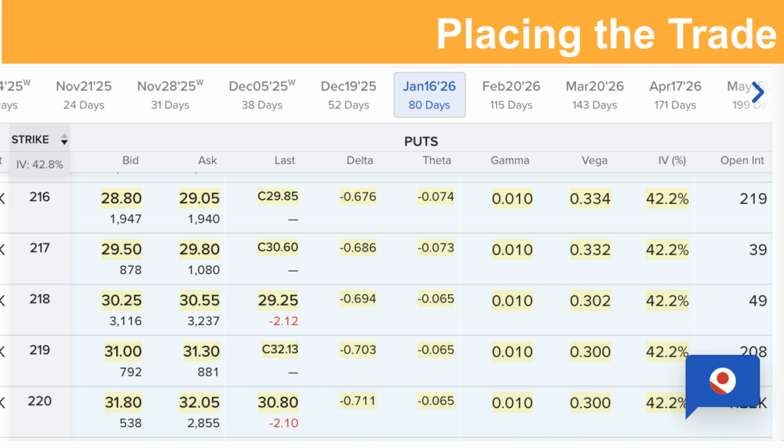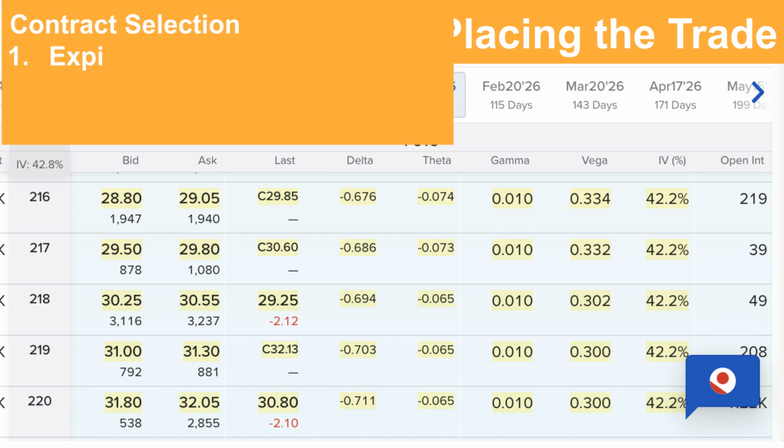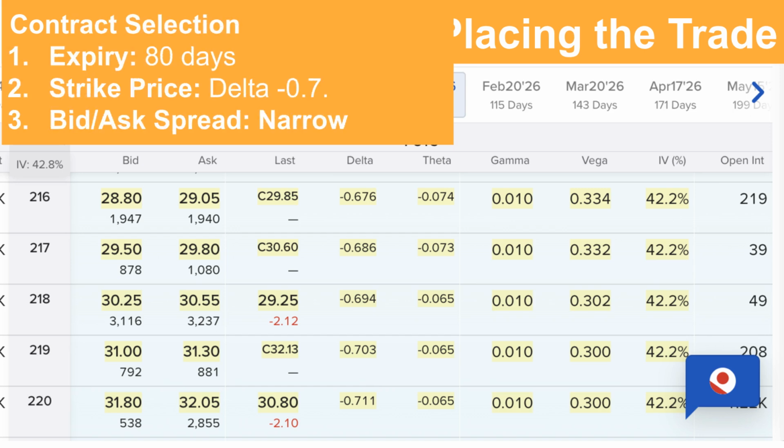Some of our guidelines: we want to have our expiry greater than 60 days. And the reason for that is, remember the theta decay. We don't want theta working against us. Secondly, we want to pick a strike price that has a delta of about 0.7. Now, deltas for put options are negative, so it'll be negative 0.7 we're looking at. So you can see that brings us to the $218 strike, where the delta is minus 0.694.